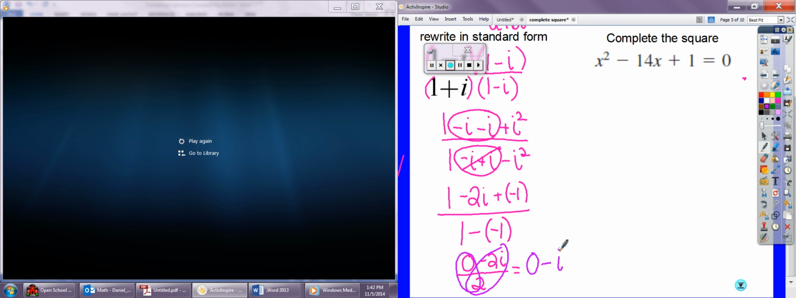What's the a in this case? 0. What's the b in this case? Negative 1. Actually, I could write it like that in standard form, or they will also accept negative i. Okay? Either one of those answers is okay. Let's look at number 2.